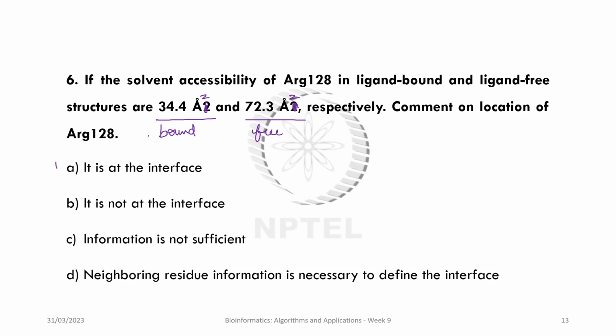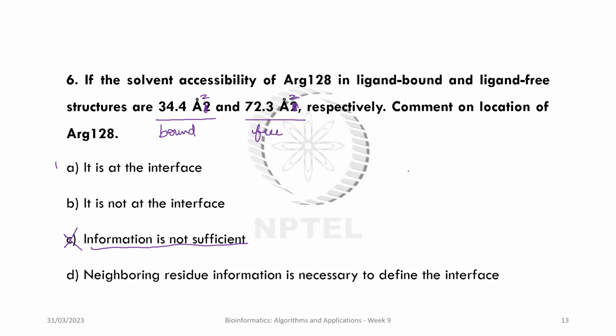Okay, so this information is sufficient according to me. Therefore, I'm going to negate this option. The solvent accessible surface area: look at this. You have 34.4 angstrom square when it is in bound conformation. And in the ligand free structure, you have the same arginine 128 having 72.3 angstrom square. That's around double the value, right?